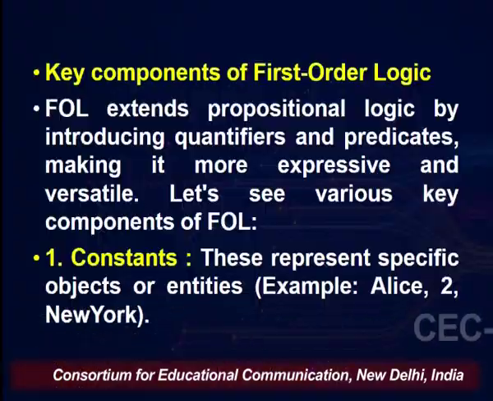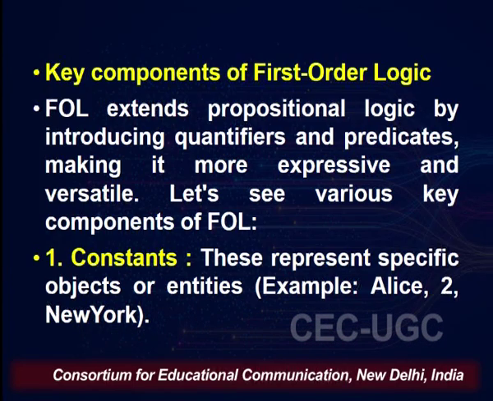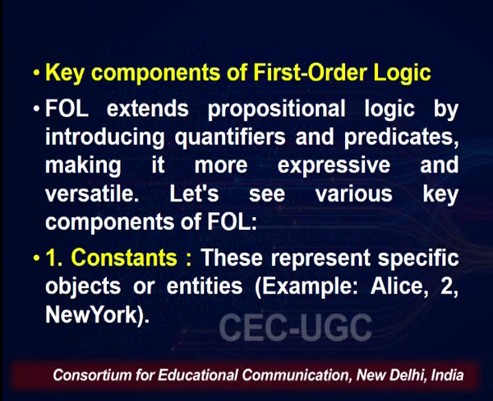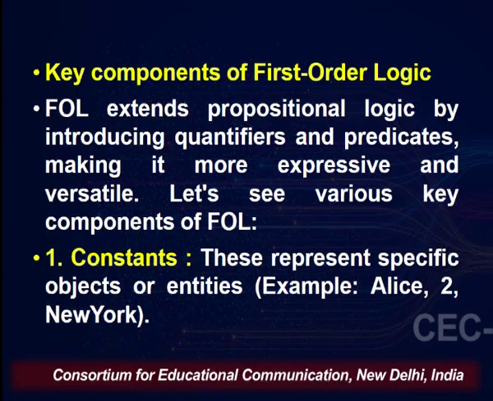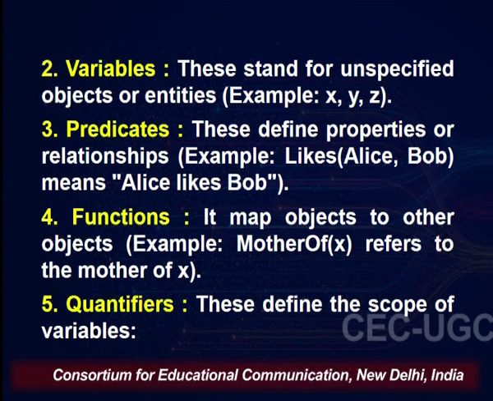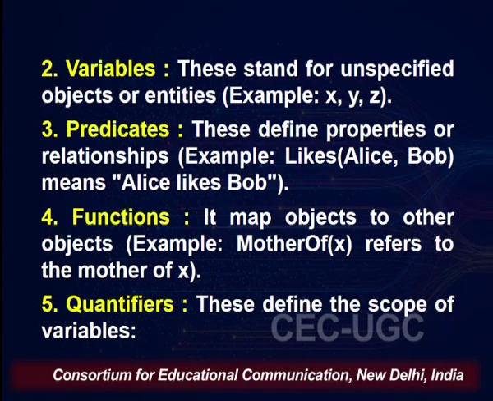So, in order to look into all the key components of first order logic in a comprehensive manner, let us look at the list. Constants: specific objects or entities, for example, May, June, New York, Alice, Bob, and things of this sort. These are the constants. Then come variables. They stand for unspecified objects or entities. For example, x, y, z, which may have any value and will change its value in the due course of action, are variables.